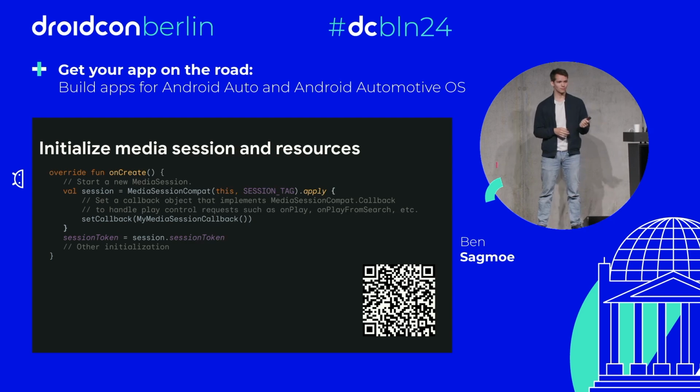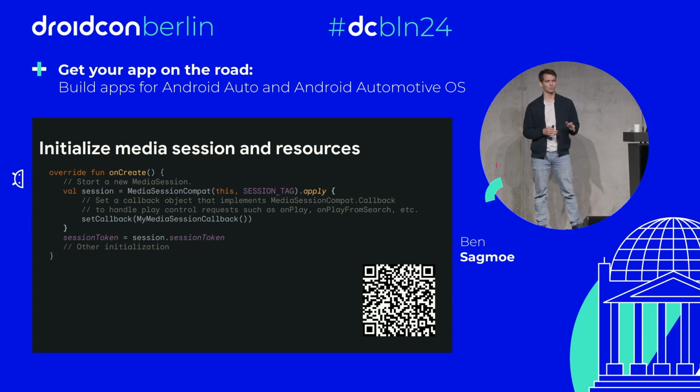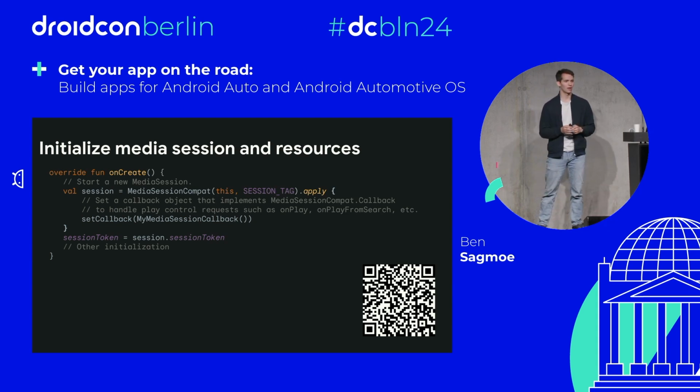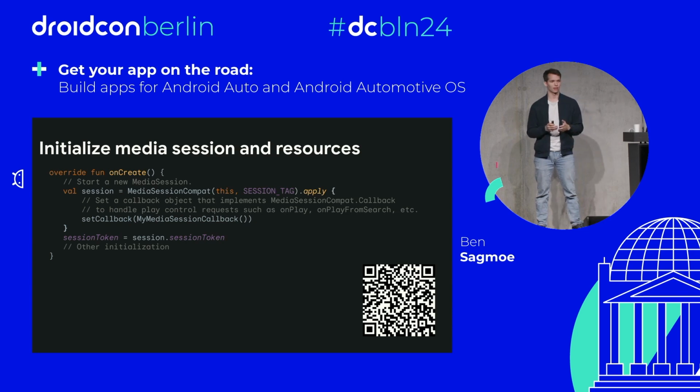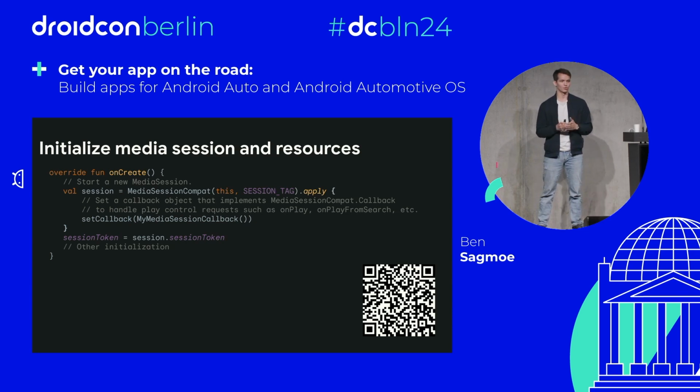So at their core, there are going to be 3 main steps for building media services like these. For simplicity's sake, I'm just going to demonstrate the media browser service, since that's what we have most of the documentation on currently. But media library service is pretty similar. The first step is to initialize a media session and share that with the host apps or the system, and then enable other things like playback controls via that.